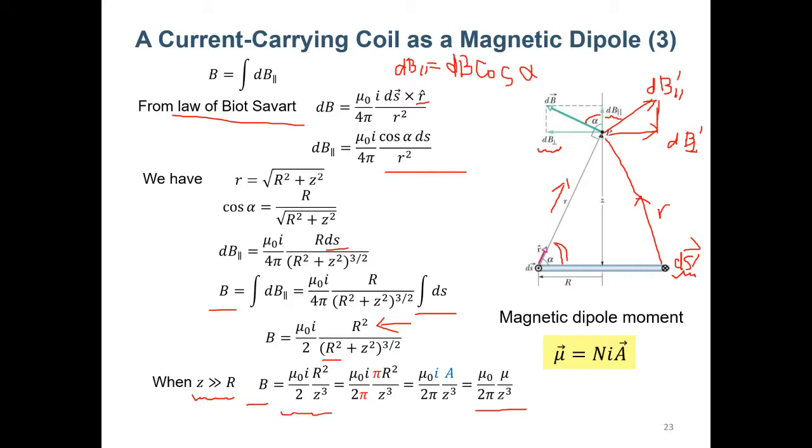So we finally have this one, and we multiply pi on the bottom and the top, and actually this is the area of this coil. So we can write it as IA, and actually IA is what we define as the magnetic dipole. So it can be rewritten as mu. So finally we can derive the magnetic field generated by the coil, something like this. And if the coil has multiple turns, the mu would be capital N times IA.